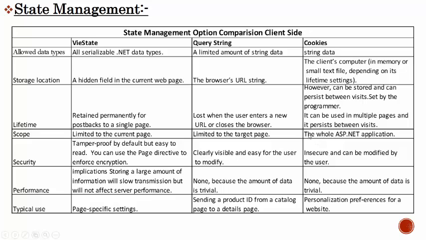Cookies will be available in the whole ASP.NET application, so you can use the cookie value from any web page. Security: view state is tamper proof by default, but easy to read. You can use the page directive to enforce encryption. Basically, by default it is tamper proof and more secure than the other client side state management options. And you can also encrypt your cookies information.